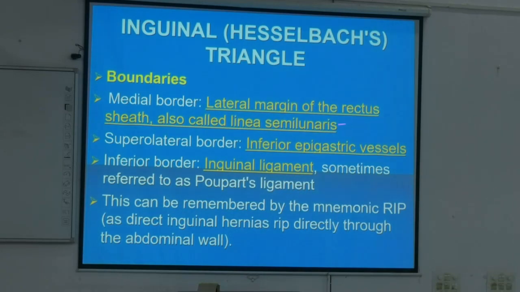Medial border is the lateral margin of rectus sheath, also called linea semilunaris. Another name of the lateral margin of rectus sheath. Superolateral border is formed by the inferior epigastric vessels. Inferior border or base is formed by the inguinal ligament, sometimes referred to as Poupart's ligament. And you can remember it with a mnemonic like RIP: rectus sheath, inferior epigastric vessels, Poupart's ligament. As direct inguinal hernias protrude directly through the abdominal wall. Next.